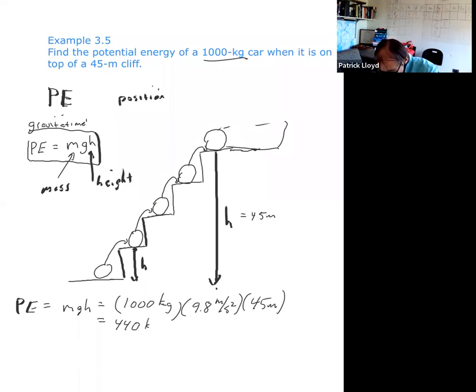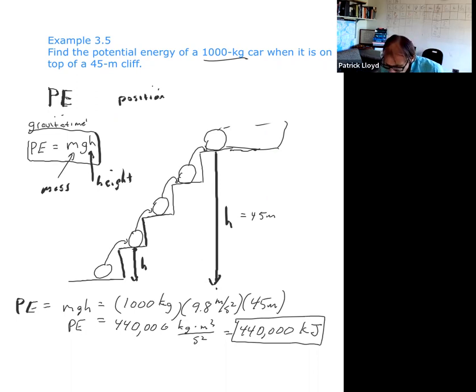I'm sorry, let me write it this way. 440,000, sorry. And then we would have kilograms, meters times meters, meters squared over second squared. And again, remember the unit kilogram meter squared per second squared, that's a joule. So this would be 440,000 kilojoules. Okay.